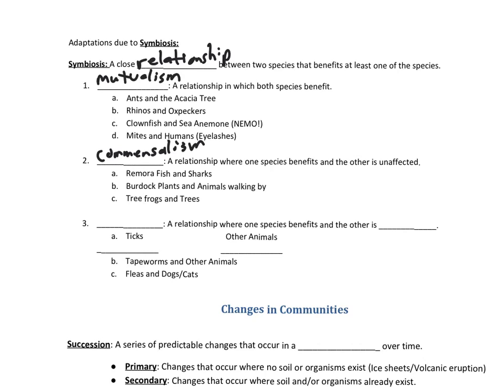And finally, the last example or type of symbiosis that we have is called parasitism. All right, and that's a relationship where one species benefits and the other one is harmed. Okay? So think about an insect like a tick. In every case of parasitism, we call the organism that is benefiting the parasite, and the organism that is harmed the host.